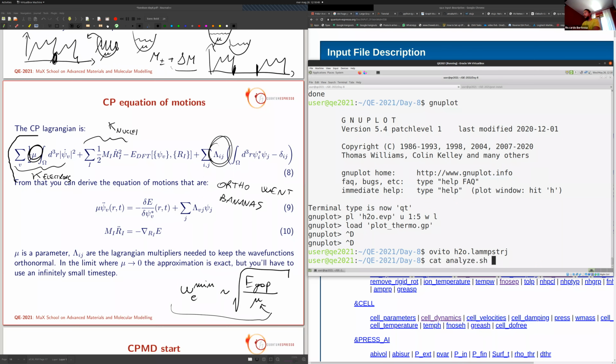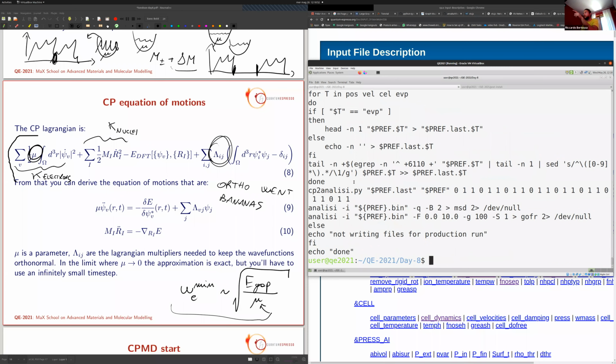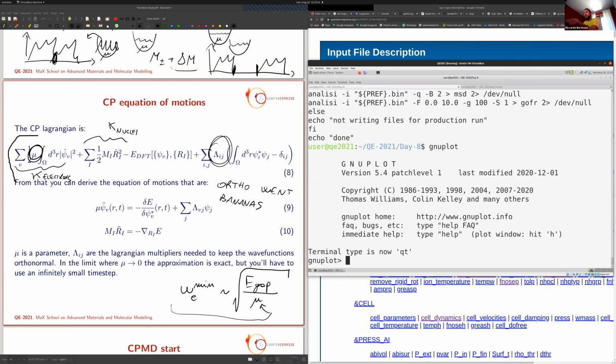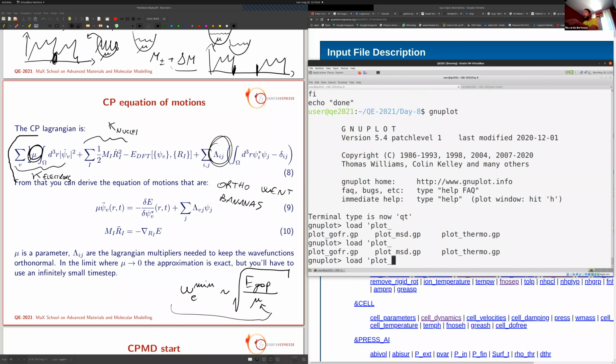The analysis script, this is what is inside. You can have a look at it if you are interested, but it's not related to Quantum ESPRESSO, so it's something more that I put here only to show you what it is possible to calculate with a molecular dynamics trajectory. There are some commands that compute the mean square displacement and the pair correlation function. Now let's have a look at them. I prepared some scripts to show them. Let's start from the pair correlation function.